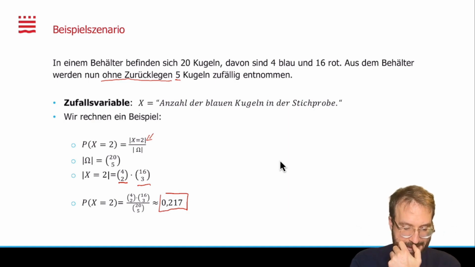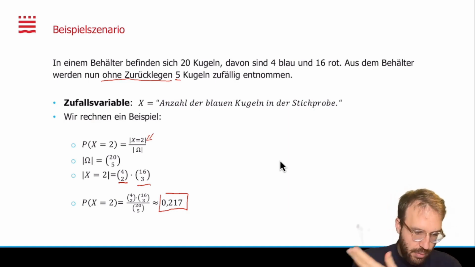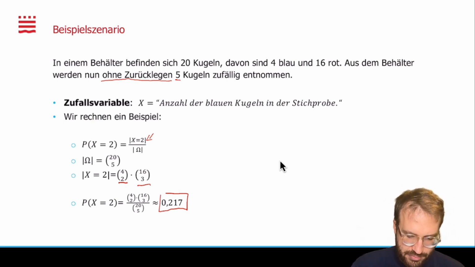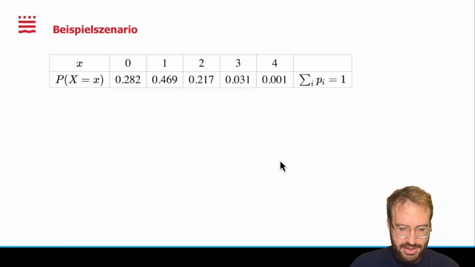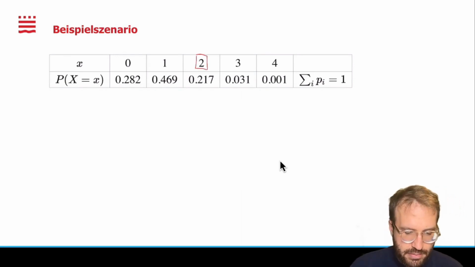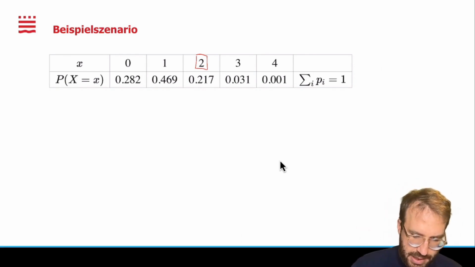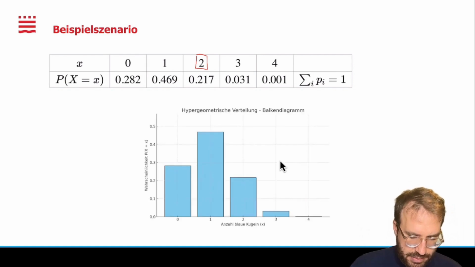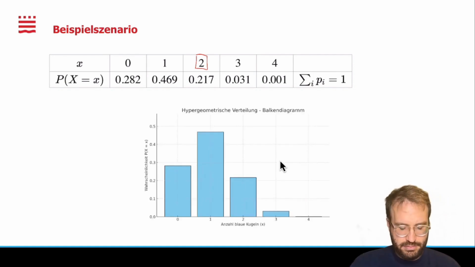So 21.7 percent. You see, we've done that for the example of X equals 2, but you could of course do the same for X equals 3, X equals 4, with a similar approach. We'll also take a look at the general formula right away. Let's take a quick look at the distribution when you do it this way. We've calculated case 2, and here you can see the other probabilities that sum up to exactly 1.